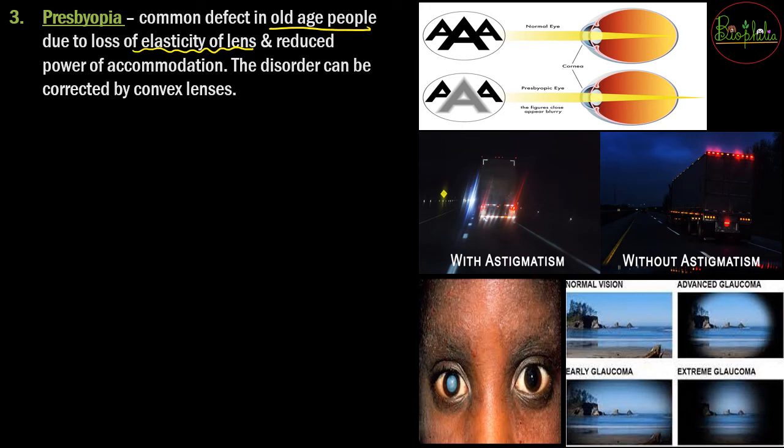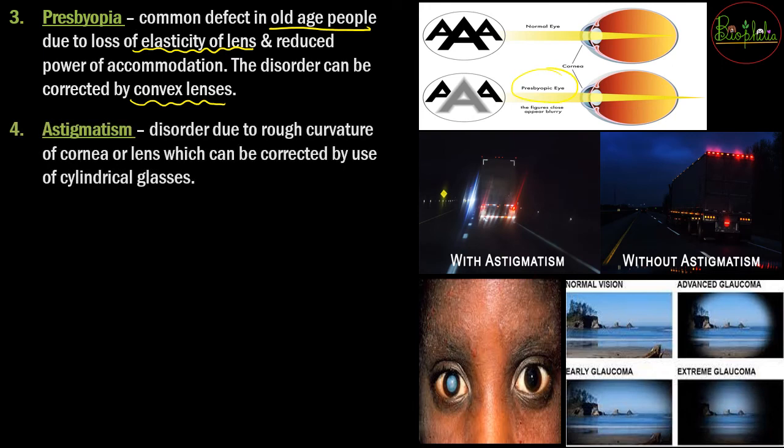the elasticity of the lens is going to give up at some time, and once it gets to the point at which the lens cannot shift its focal length, at that time presbyopia will occur, and presbyopia can be corrected by the help of convex lenses. So here you can see how the presbyopic eye is going to see the particular image.